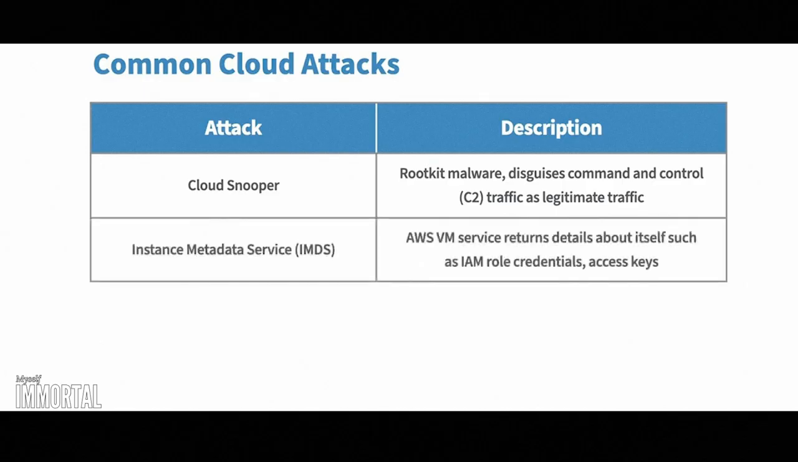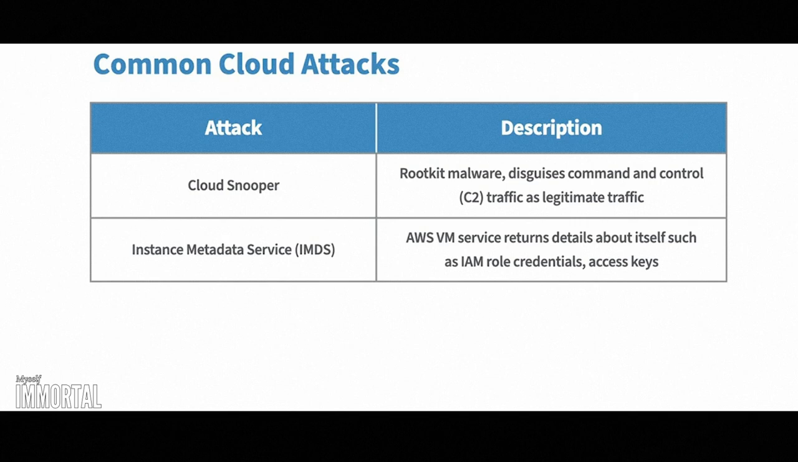Another type of attack is the Instance Metadata Service, or the IMDS attack. This is specific to AWS virtual machines, which are otherwise called EC2 instances. They run a service that will return details about themselves, such as any roles that are assigned to the VM, so that the VM has access to other things like maybe storage buckets. Also, it'll return any details about access keys configured for that specific VM. Access keys, as the name implies, give access to something specific. You might have different users in the organization with different access keys that allow them to authenticate programmatically to AWS.